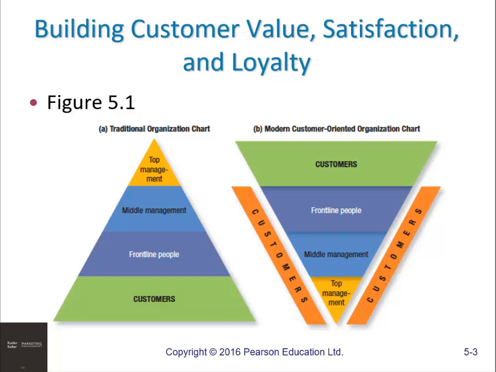At the top are customers. Next in importance are frontline people who meet, serve, and satisfy them. Under them are the middle managers whose job is to support the frontline people so they can serve customers well. And at the base is top management, whose job is to hire and support good middle managers.